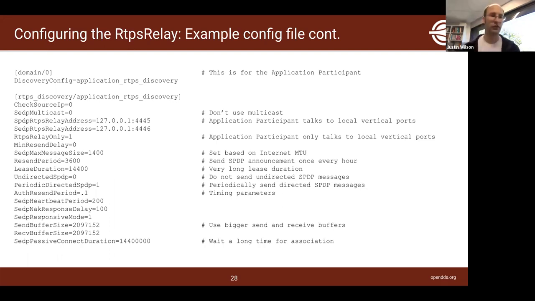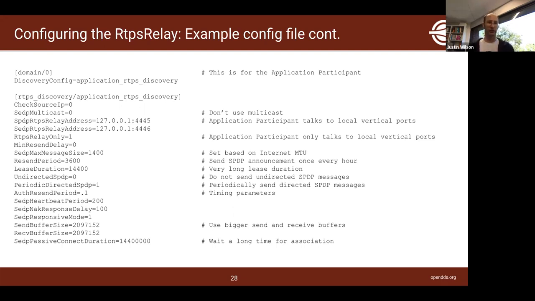For the application participant, it's in domain zero. It similarly is disabling a source IP check, disabling multicast because we know it's not going to work. But we then configure the vertical handlers. So in this particular case, we're always going to talk to our local vertical handler. We're going to set a flag called RTPS relay only because all of the traffic we send should go through the relay. And then we configure various things about message sizes and how often we want to resend our SPDP.